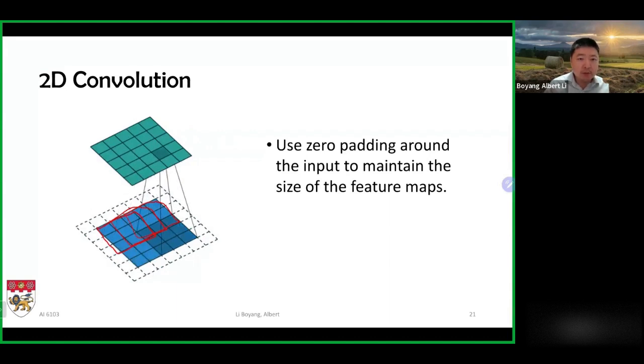So I'm going to use some zero paddings around the input so that the size of the output matrix, also referred to as the output feature map, will be of the same size as the input. So all these squares with dashed lines, these are the zero paddings I add around the original blue matrix, which is my input. Okay, so after I do that, we can see that the output becomes 5x5, which is the same size as the input.